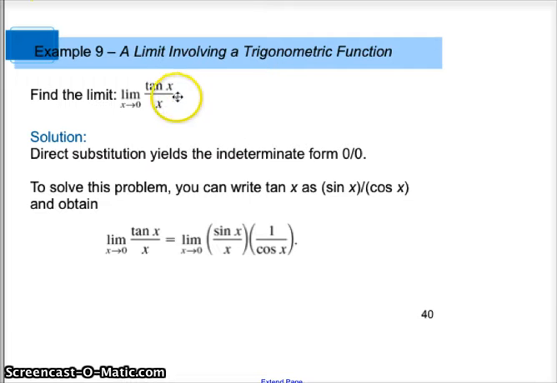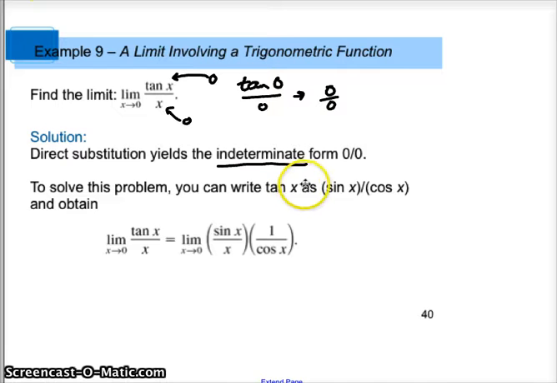So here's an example. If we're trying to find the limit as x approaches 0 of tan x over x, remember the first step is always use direct substitution. So if we put a 0 in there, tangent of 0 is 0. And if we put a 0 in there, we'll have 0 in the denominator. So that would give us 0 over 0, which is indeterminate, which means sometimes it equals some answer, sometimes it equals a different answer. So that means we need to do more work.